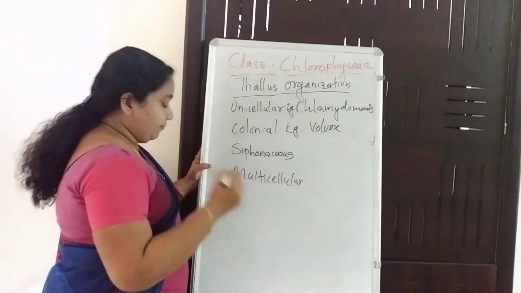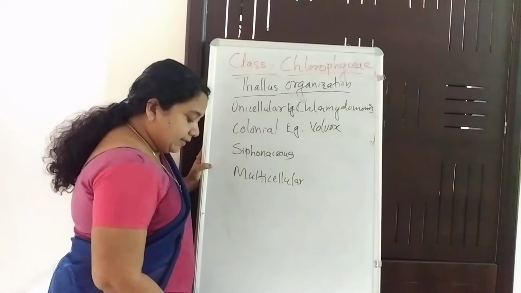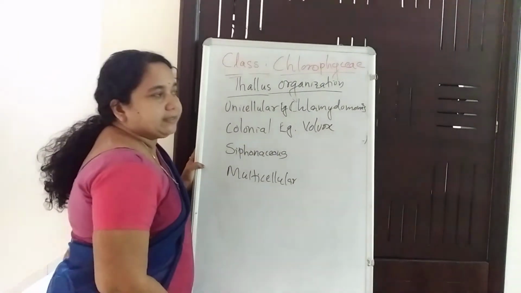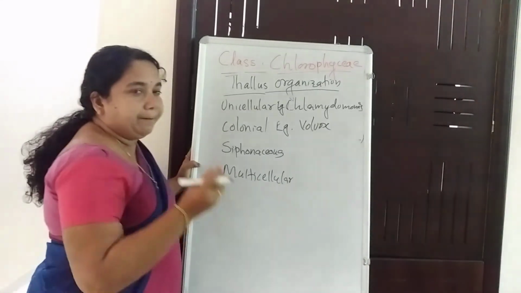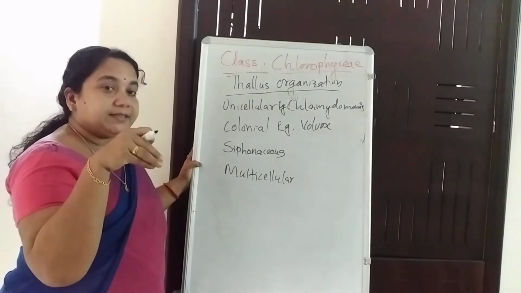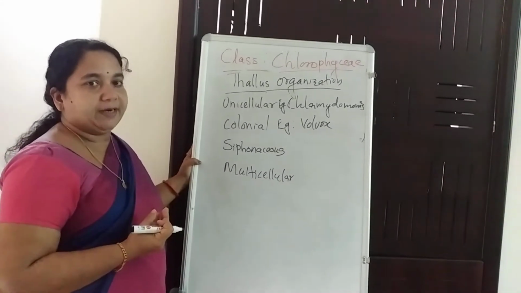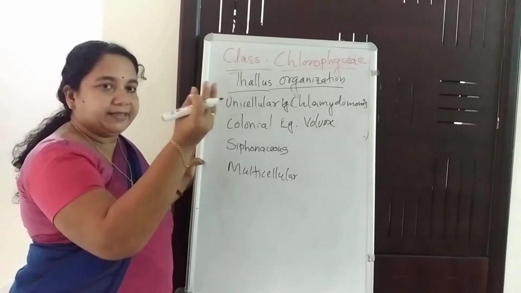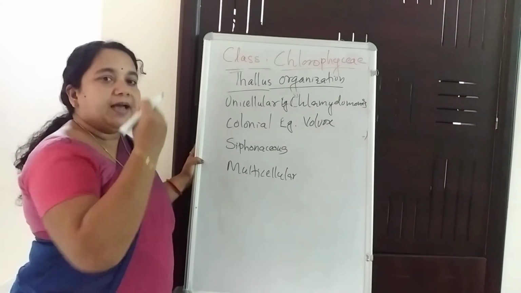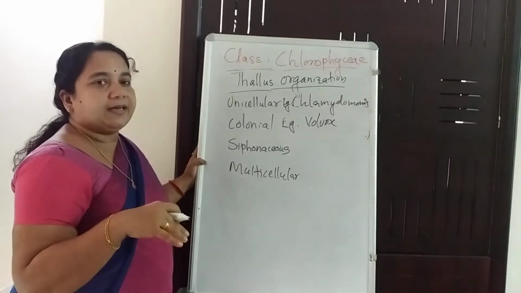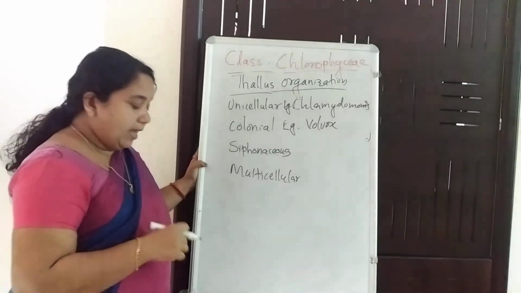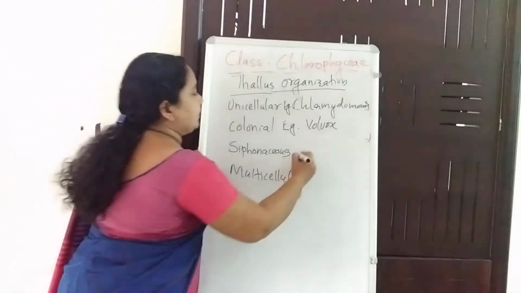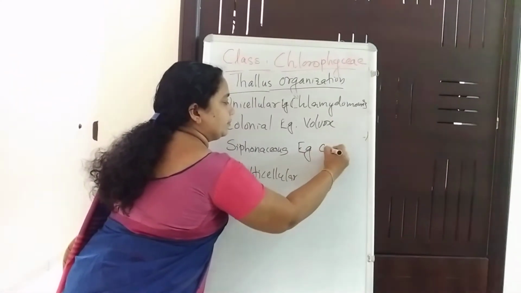Then about the siphonaceous thallus, that is the thallus which is arranged as a siphon-like structure. Siphon-like structure means like a pipe. That means on the inner side there is a hollow space. So one siphon is connected to another siphon like that. Each one cell connected to another cell. So siphon-like arrangement is seen, and such groups are called siphonaceous type. An example is Chlorella.